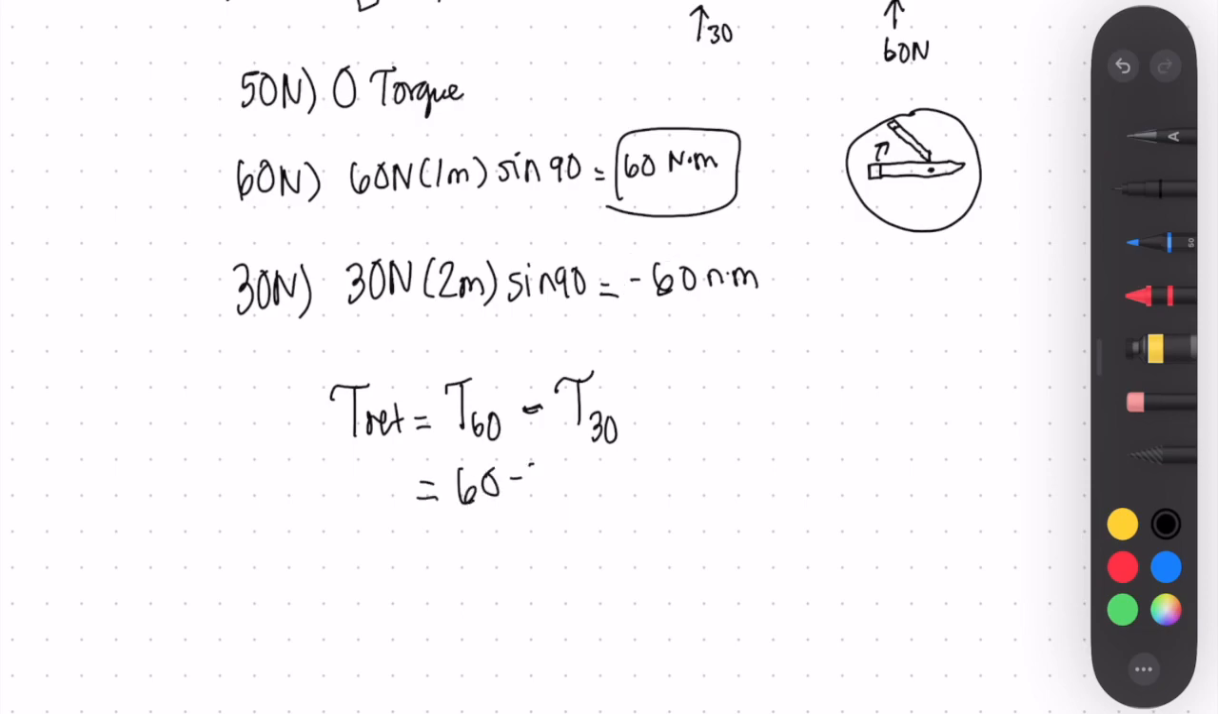So I know 60 minus 60, that's just going to be 0, right? So I should see no net torque. This system would essentially be in static equilibrium, right? There would be no motion. And at this point, we would see that it would not rotate. So C would be the answer for that.